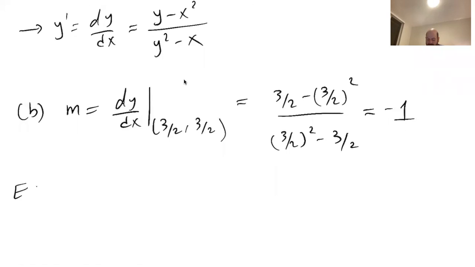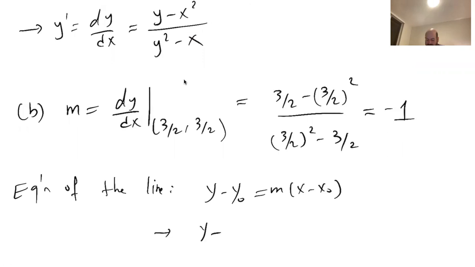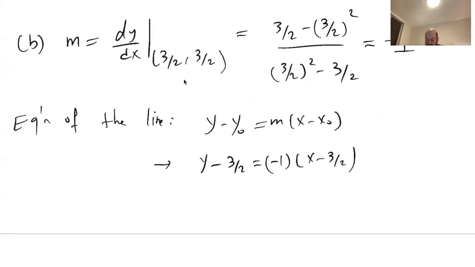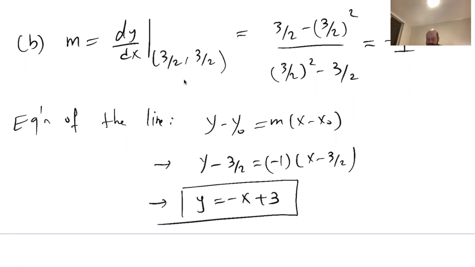So the equation of the line will be y minus y naught equals m times (x minus x naught). So y minus 3/2 equals -1 times (x minus 3/2). And then this gives, if you simplify, y equals minus x plus 3.